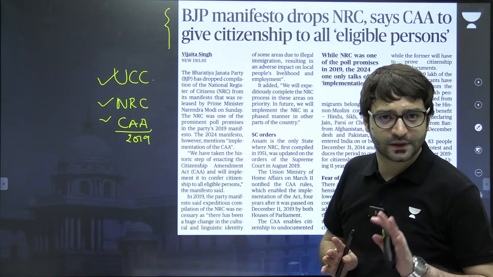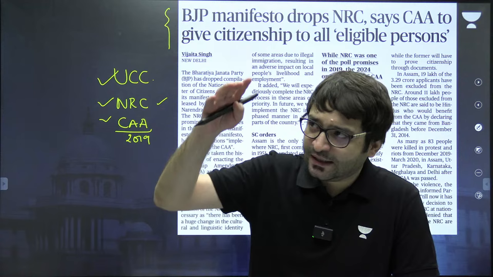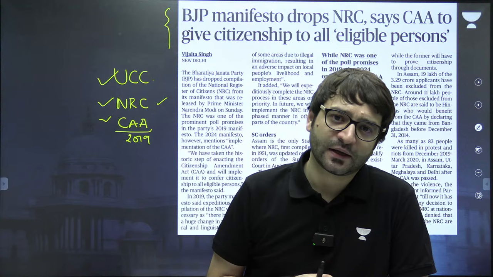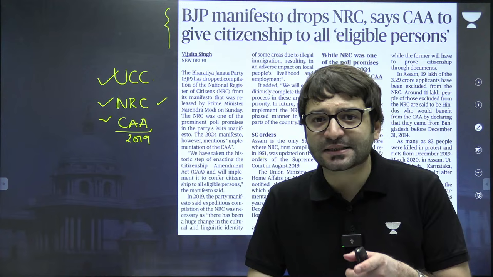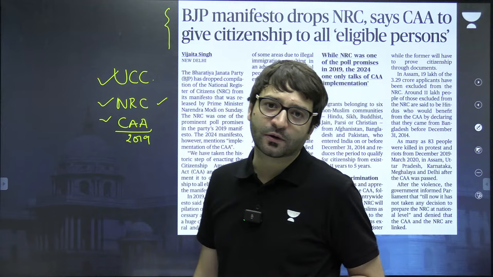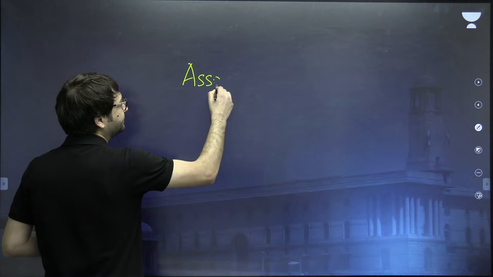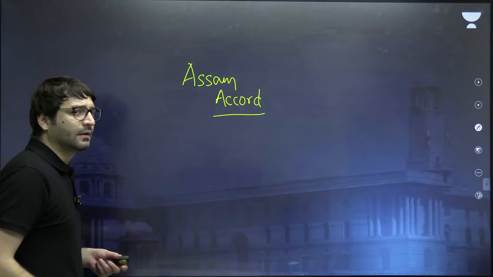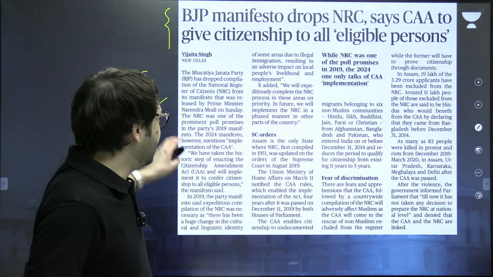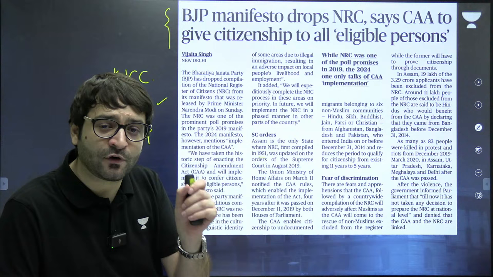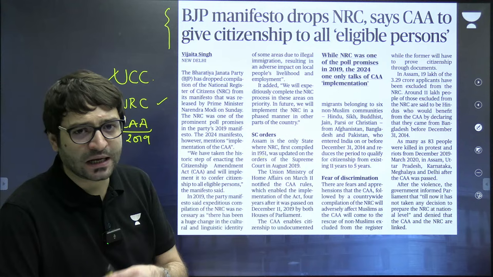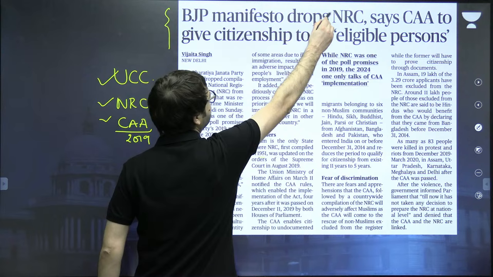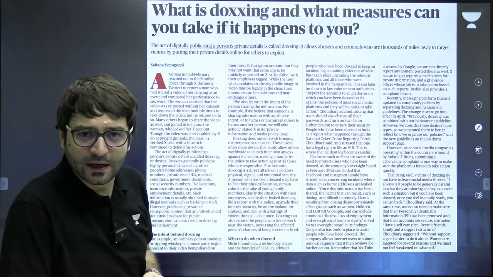Clear? What is NRC? NRC is a list which contains the details of Indian citizens. It was first compiled in 1951, containing the details of all the Indians, but it was last updated only for Assam under the directions of the Supreme Court, because the Assam Accord was to be implemented. We have discussed this multiple times; I don't need to explain what the Assam Accord is. Although in 2019 the BJP had promised that it will implement NRC, in its 2024 election manifesto the BJP has dropped NRC, but says CAA will be implemented. Clear? Now let's look at the last topic.